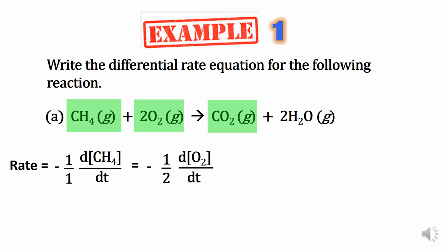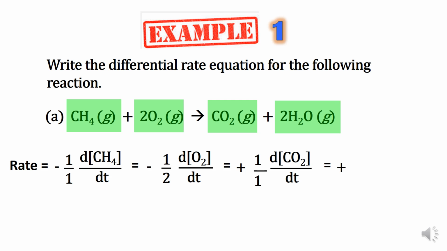Next, move to the product. The first product is CO2. For product, you need to write positive sign. Stoichiometry is 1. So 1/1. d[CO2]/dt. The second product is H2O. For product, write positive sign. Stoichiometry is 2, 1/2. d[H2O]/dt.